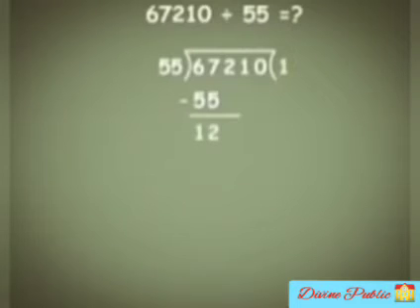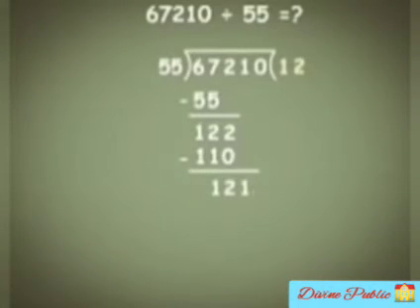Now bring down 2 from the hundreds place and divide 122 by 55. As 55 multiplied by 2 is equal to 110, so we write 2 on the hundreds place of the quotient and write 110 below 122. Subtract 122 minus 110, which is equal to 12.